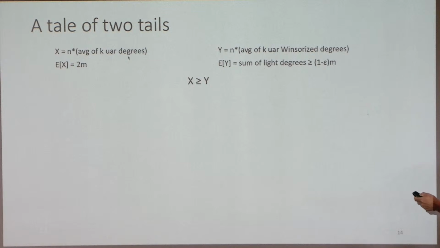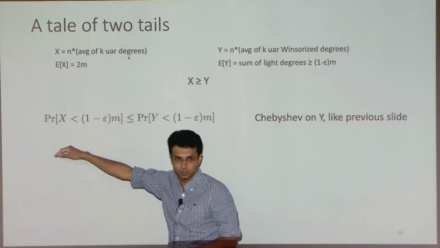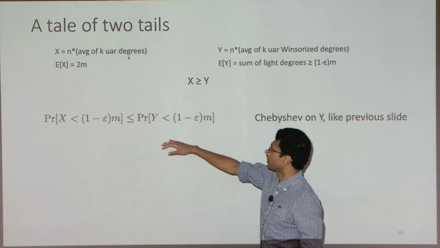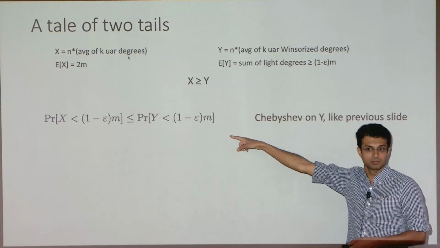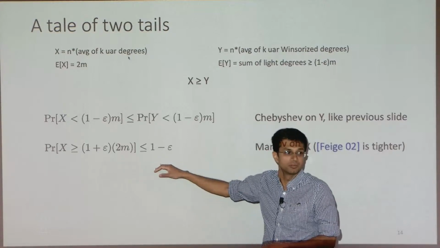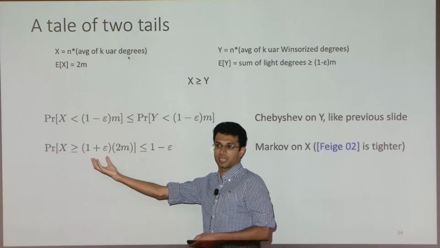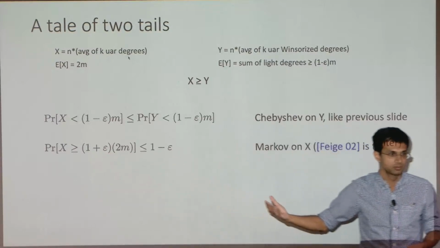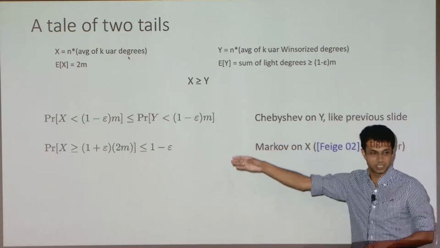Is this clear? I want to understand what x is, but I have a tail bound on y. But this definitely works for one side of the tail. So the probability that x is too small is at most the probability that y is too small. I can apply Chebyshev on that. The probability that x is too large, just do Markov. The probability that it deviates more than 1 plus epsilon times its expectation is at most 1 minus epsilon. So I get weak concentration for the upper tail, but I get good concentration for the lower tail.